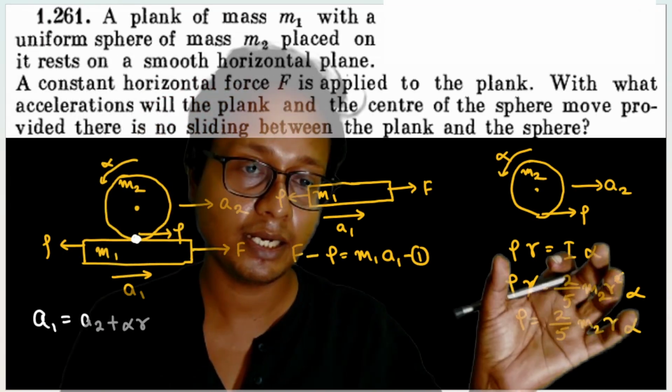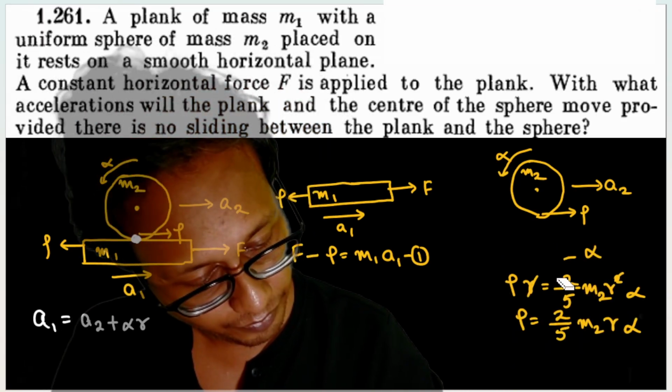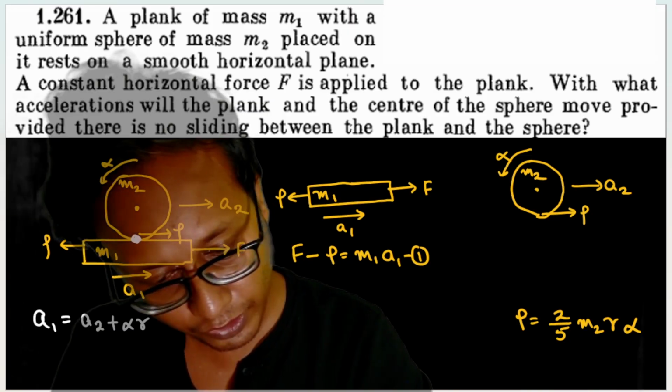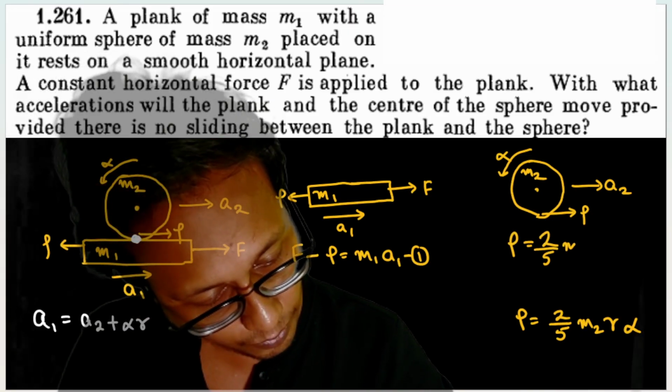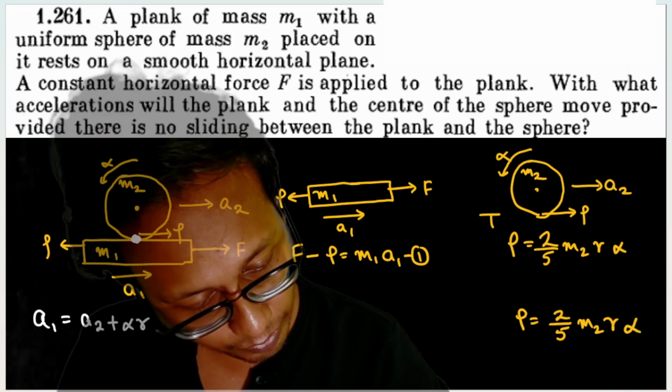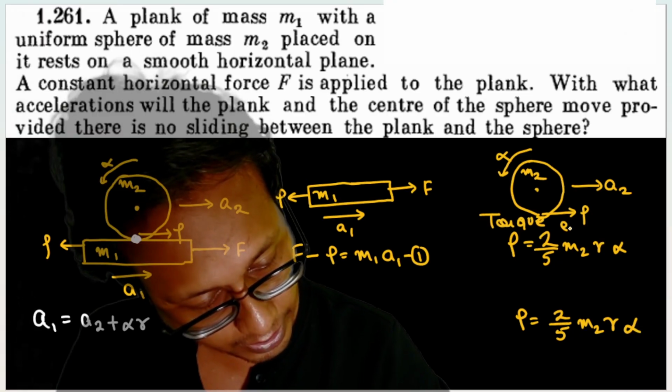So let me write this thing out here only. Friction force is equal to 2 by 5 m2 r alpha. This is nothing but the torque equation.